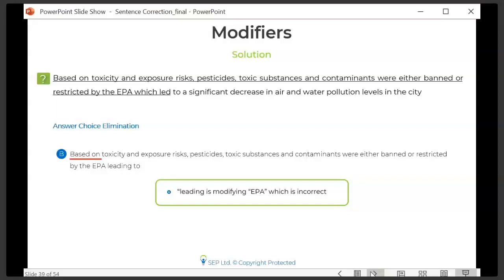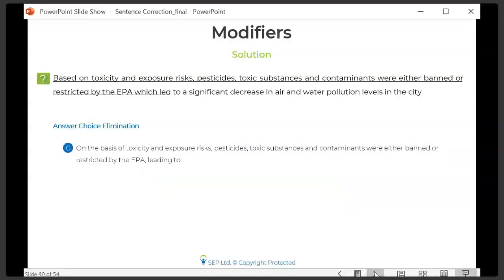All right, EPA is not leading to a decrease in air and water pollution. And therefore, choice B is also incorrect. All right, so let's now move to choice C. Here is choice C. Choice C is the correct choice. We have already identified this. We have already kind of guessed at this. But even if we had not, and if we were reading this, the meaning is very clear.